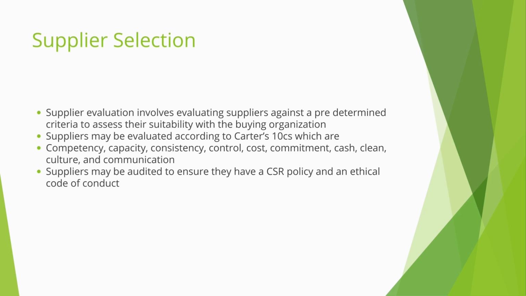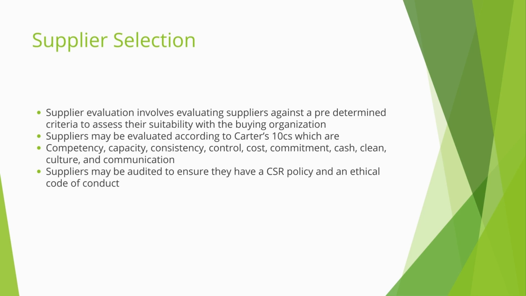So suppliers may be evaluated according to the Carter's 10 Cs as the ideal tactic, and it includes competency, capacity, consistency, control, cost, commitment, cash, claim, culture, and finally communication. So with competency, it means that the supplier has the skills to deliver the product. Capacity: does the supplier have space, resources, and knowledge to deliver the contract?